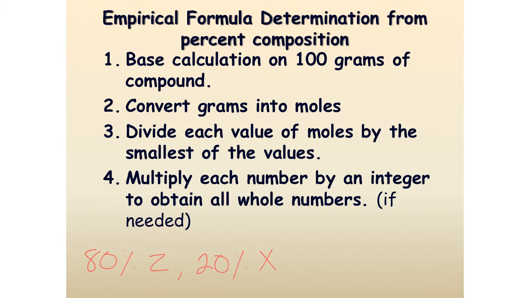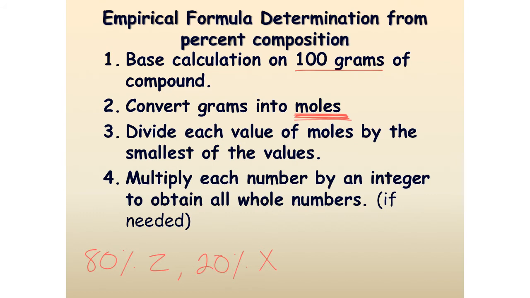Find its empirical formula. Now you have to remember your empirical formula gives you your mole ratio. So when we have water, H2O, it's two hydrogen atoms, one oxygen atom. That's the mole ratio, not the mass ratio. So you're going to have to take the percentages and get them into moles. Now, in order to do that, what we do is we assume that we have 100 grams of the compound. That way the math is really easy.